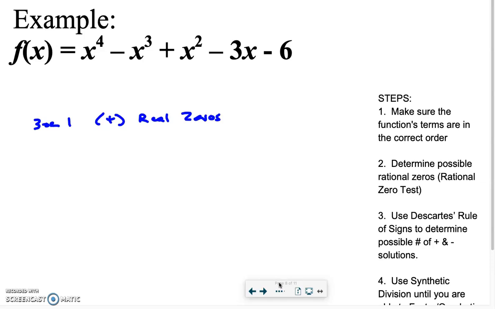Okay, so back to what I was saying. When it comes time for us to search for the negative number of zeros, again, we have to count the number of sign changes for f of negative x.